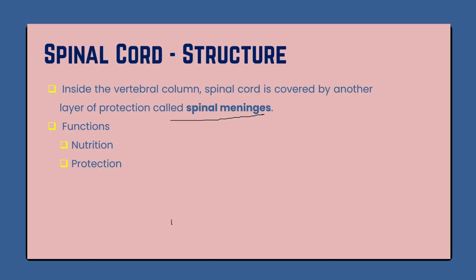So first we had the vertebral column, which is a very bony cover. Inside this bony cover, we have another three layers which are called spinal meninges. And what do the spinal meninges do? They provide nutrition and protection to the spinal cord. All right, let's see what these three spinal meninges are.